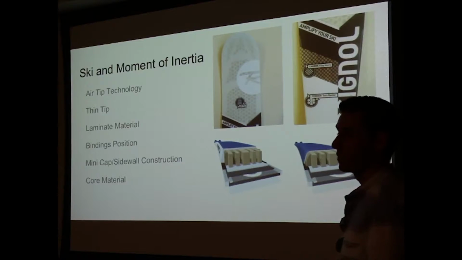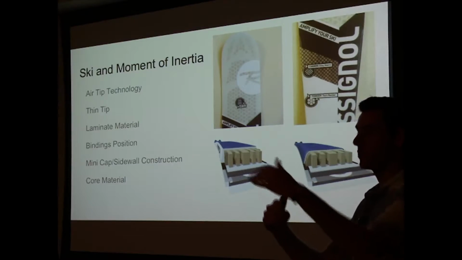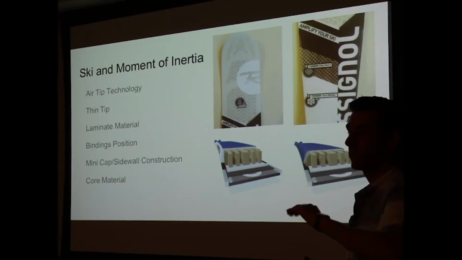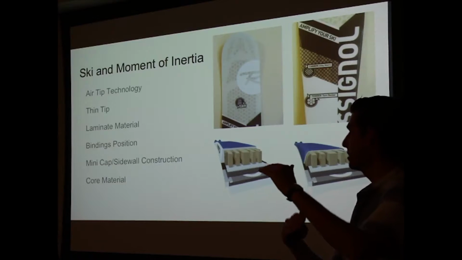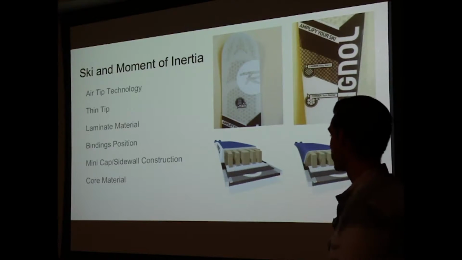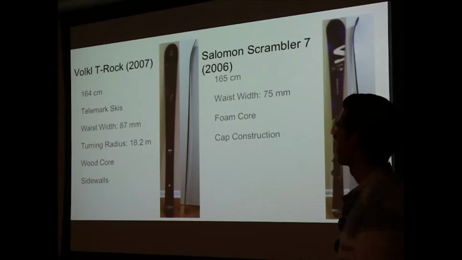Binding positions also affect the moment of inertia. Generally, skis are going to have their bindings a little bit back from true center, but park skis, for example, their bindings are going to be directly in the center, which lowers their moment of inertia also. It also makes the ski more symmetrical because they land backwards, frontwards, doing everything. And then core material also affects it because weight is a huge factor, as well as length.